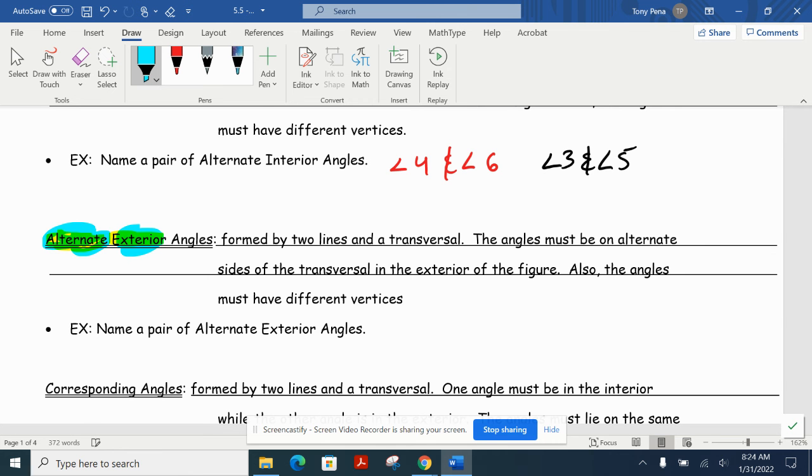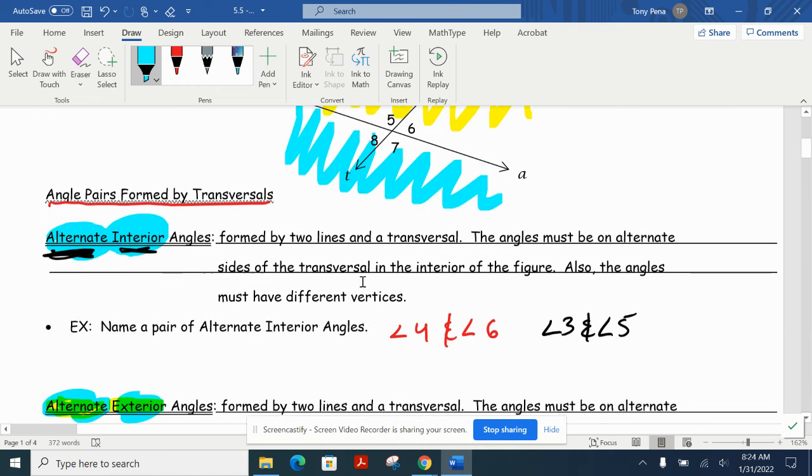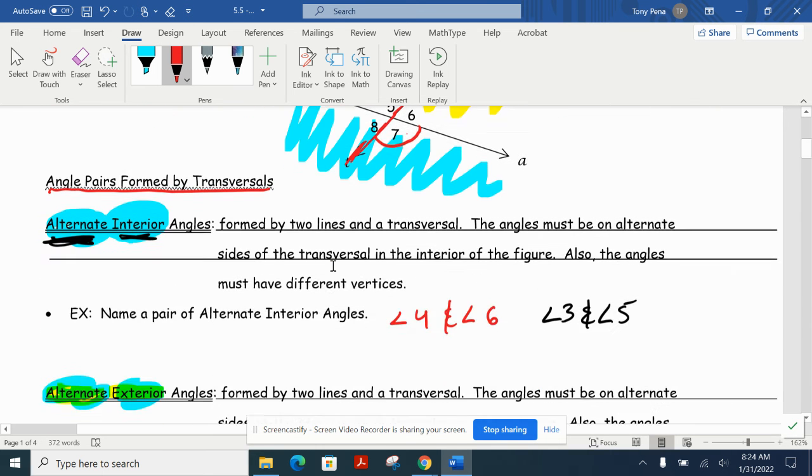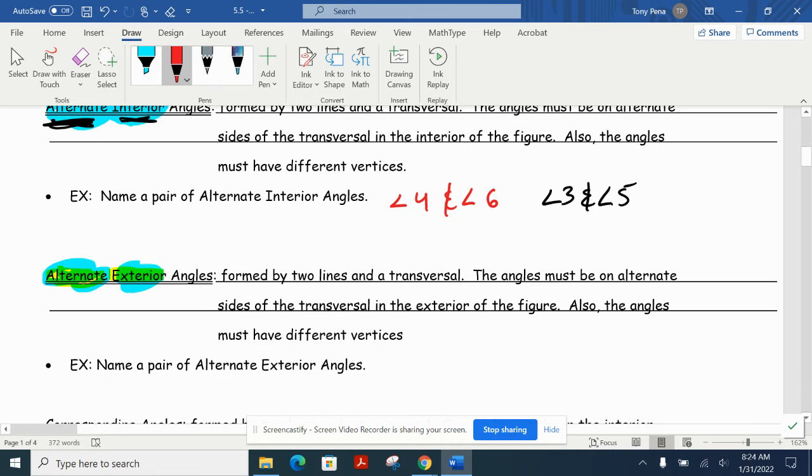Alternate means they're on the opposite side of your transversal. So if we then look at that, all the angles in blue are exterior angles, and then we want them to be on the opposite side of your transversal. So if I took angle 1 here, its alternate exterior angle, if we follow this transversal down, the other exterior angle on the opposite side of these other sets is angle 7. So angle 1 and angle 7 are what we would call alternate exterior angles.